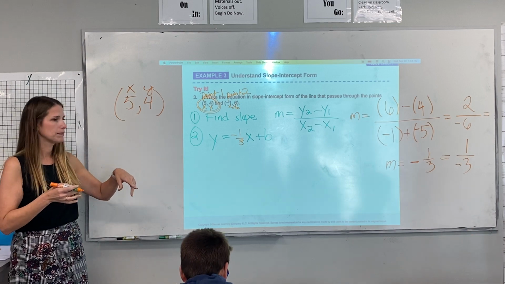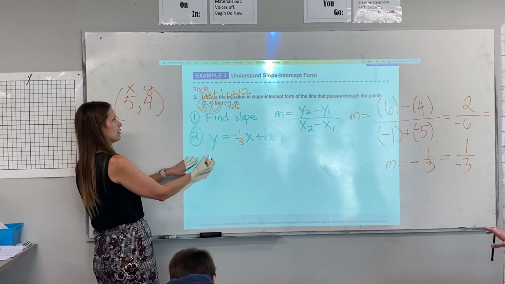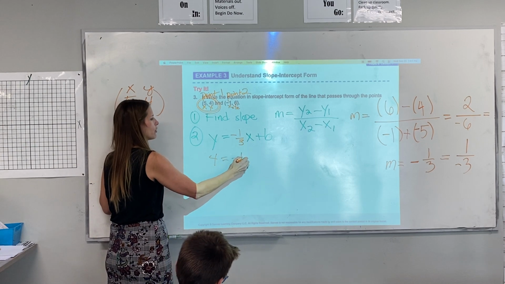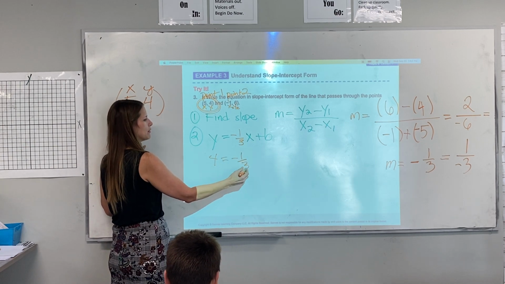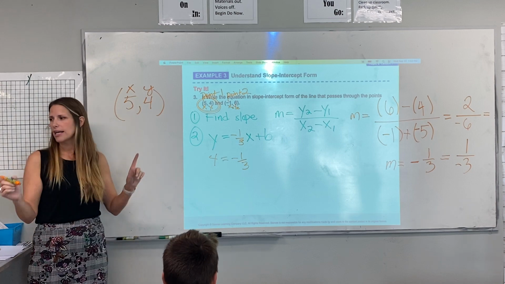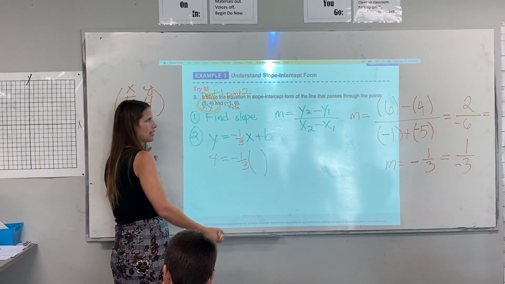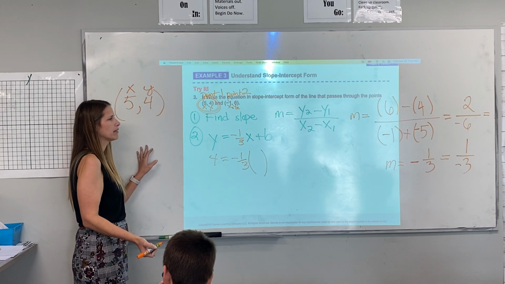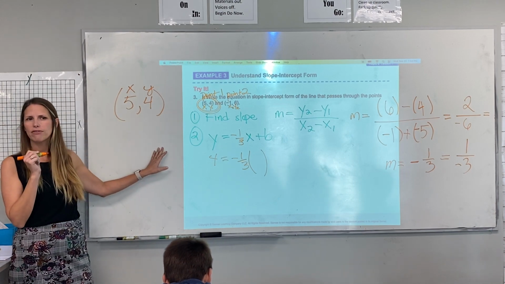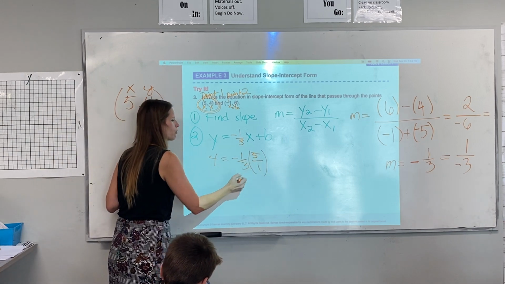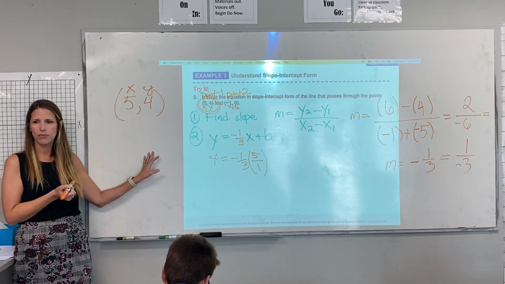We would change the, so it would be 4 equals negative 3 times 5. And negative 1 over 3 times 5. Okay, now times x would be what? 5. How do I want to write my 5? 5 over 1, thank you, because we know it's going to be multiplied by a fraction. We're going to put the 5 in fraction form.